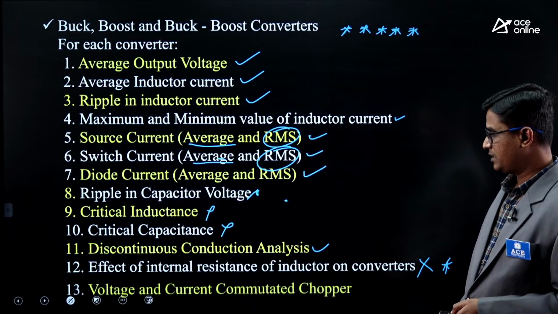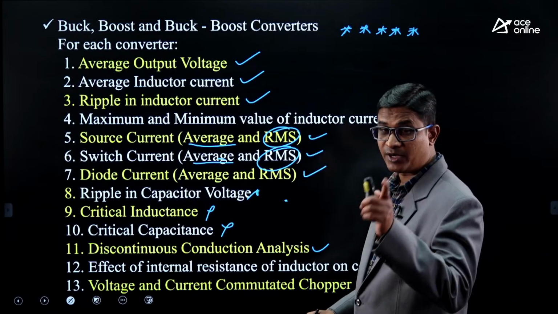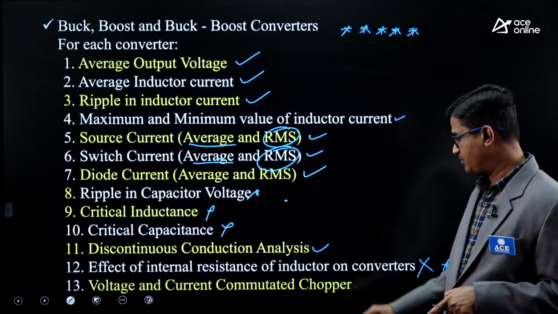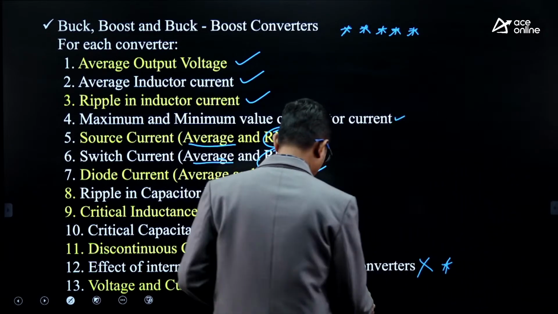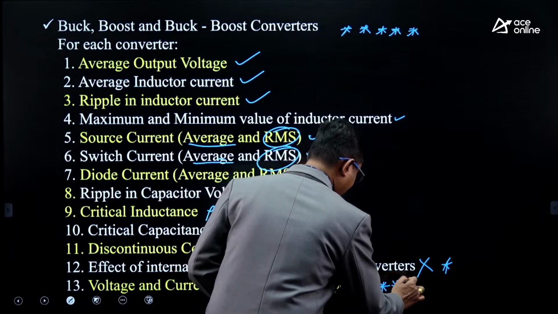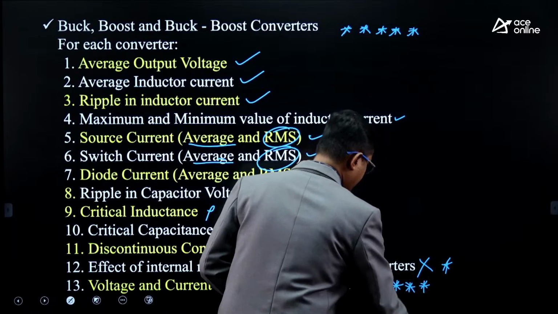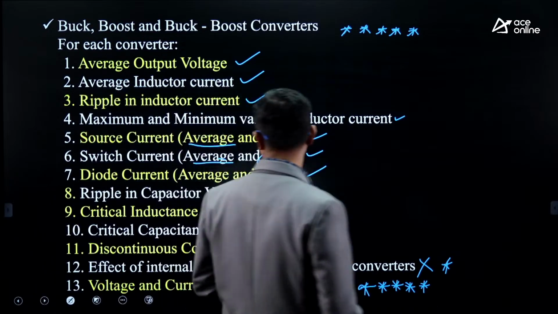All right. And voltage and current commutation choppers. Yes, in commutation techniques we discuss, na. This has a relation here: voltage and current commutation choppers. Very, very important. I will give this topic a 5-star rating. You will find a number of questions in previous year GATE examinations. Okay, voltage commutation and current commutation.